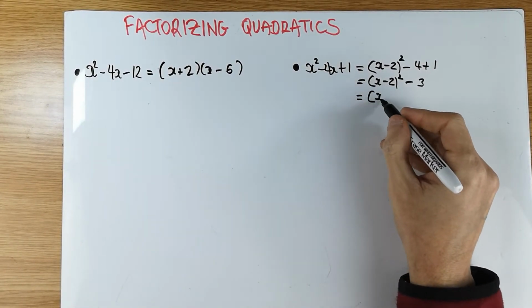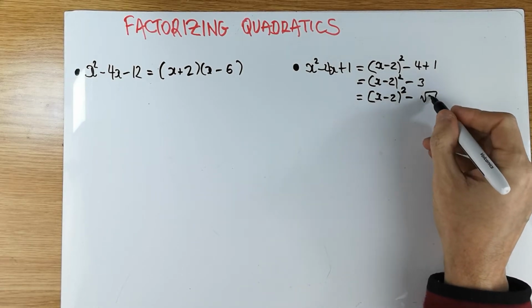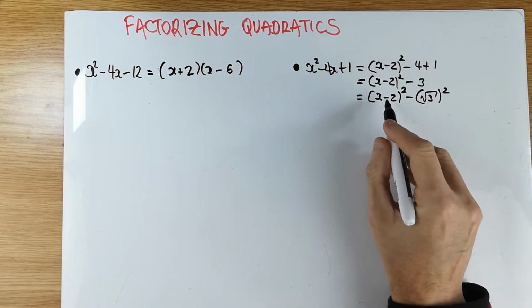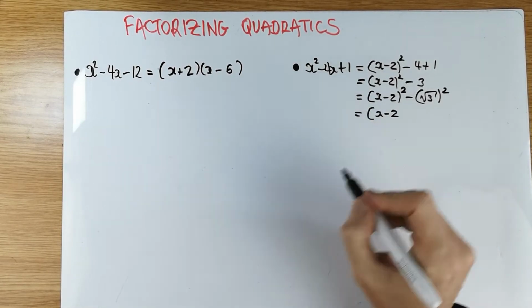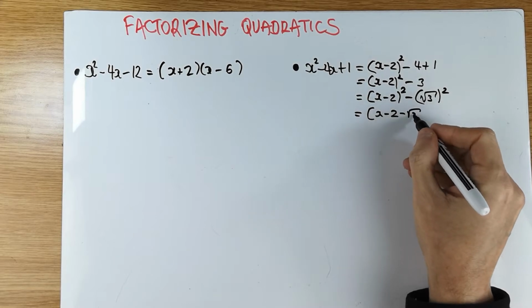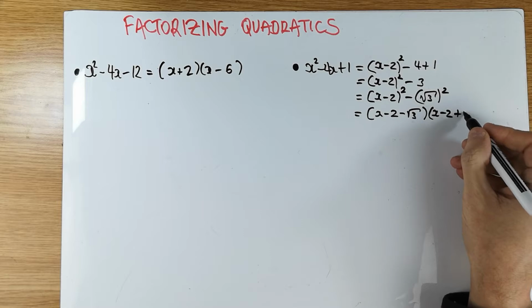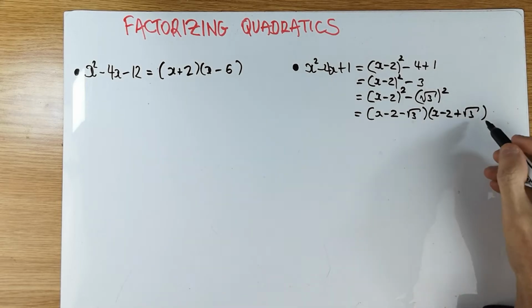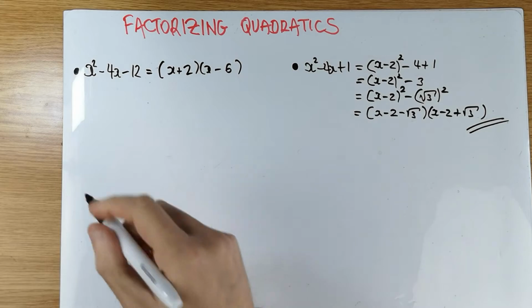That's a difference of squares. So this now, I can write it as minus the square root of 3 all squared, difference of squares, and now it's done. x minus 2 minus the square root of 3 multiplying the bracket x minus 2 plus the square root of 3. And I'm done. So this is now factorized. Not a side of the quadratic formula and making up equations that don't really exist or anything of that sort.